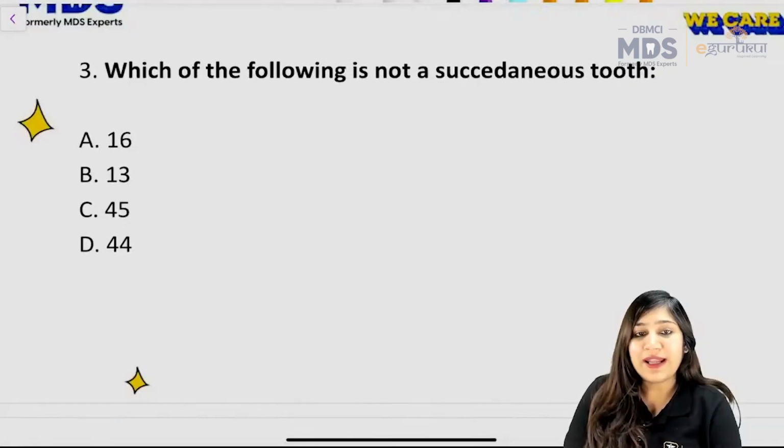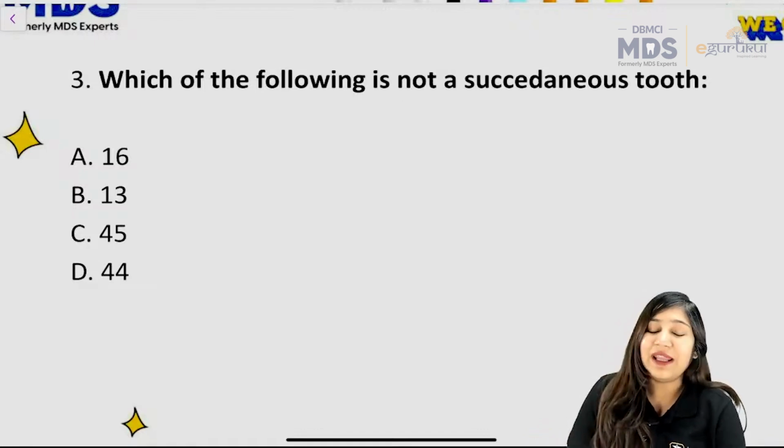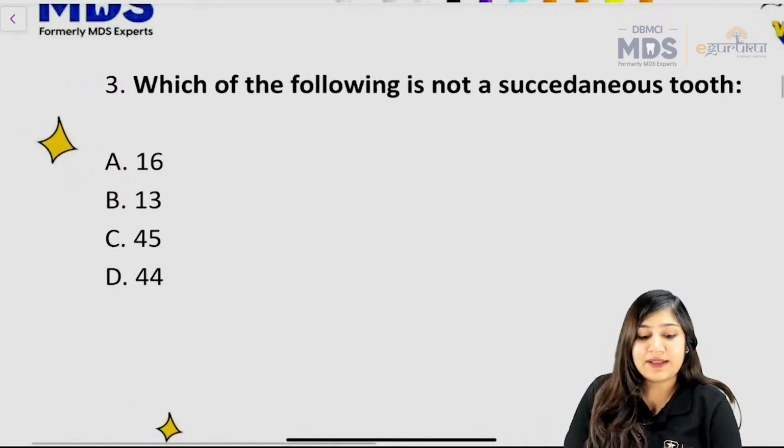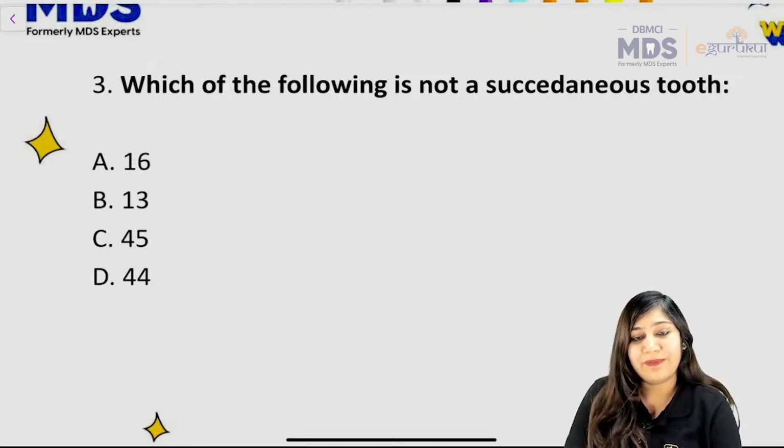Now coming to the next question, it is very easy. Which of the following is not a succedaneous tooth? It was asked in the recent INICET exam, November INICET. So options are 16, 13, 45 and 44.